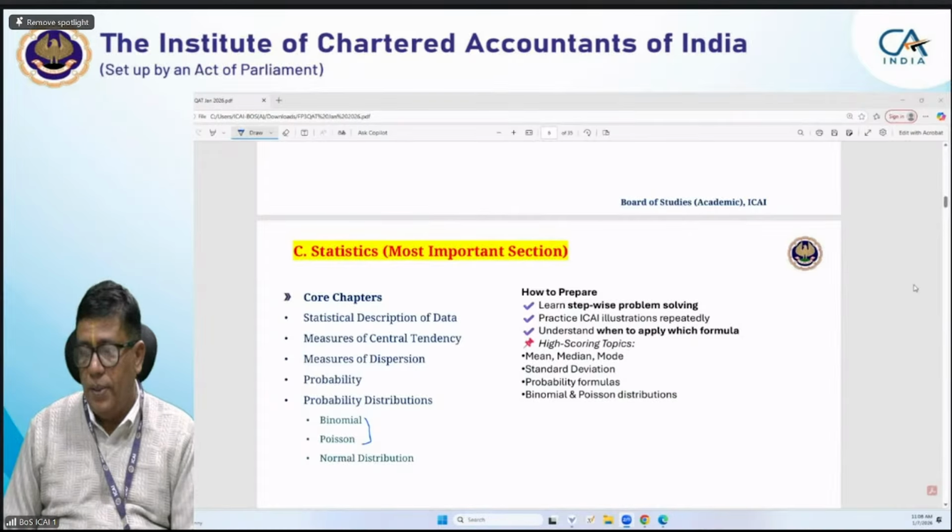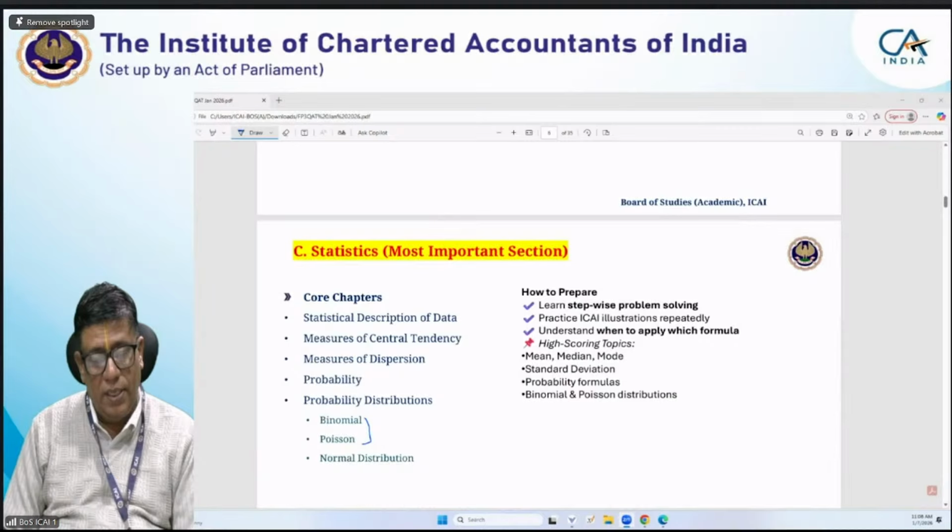They have to understand what kind of formulas and chapters have come previously. That has to be carefully seen, the topic also.